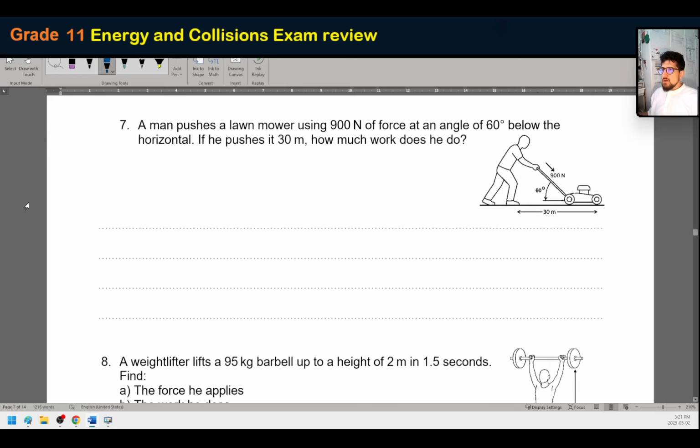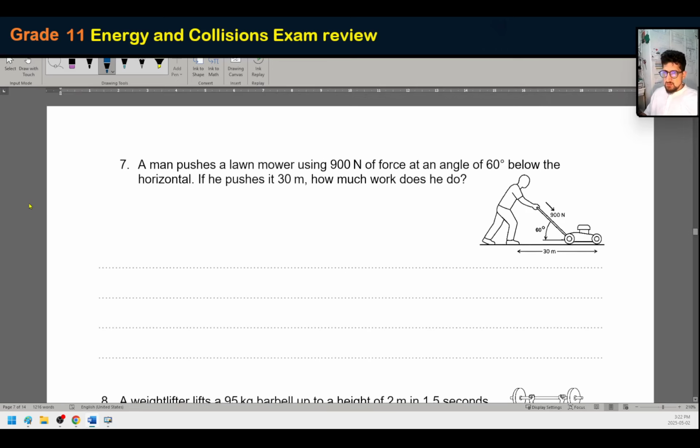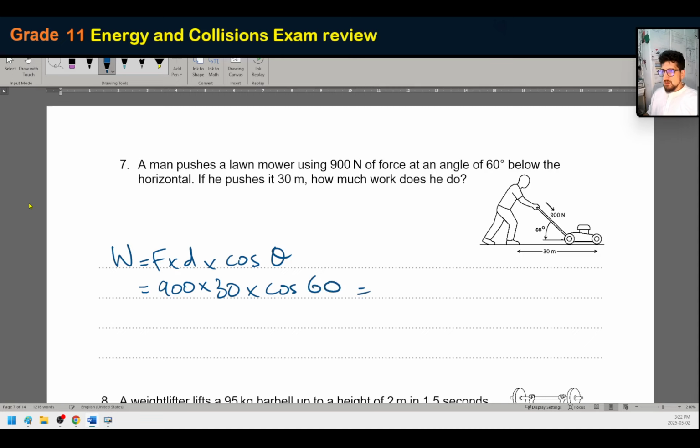A man pushes a lawnmower using 900 newtons of force at an angle of 60 degrees below the horizontal. Interesting. If he pushes it 30 meters, how much work does he do? Okay, so that's once again the same sort of example. Work is equal to force multiplied by distance multiplied by cosine of theta, which equals 900 multiplied by 30 meters multiplied by cosine of 60. Oh, that's a nice number. 13,500 joules worth of energy.